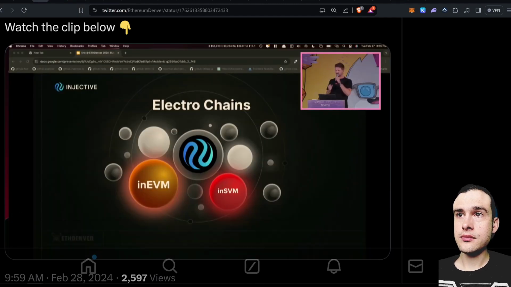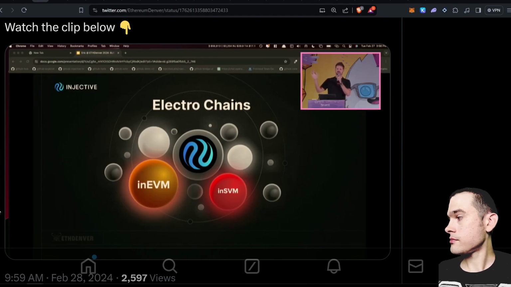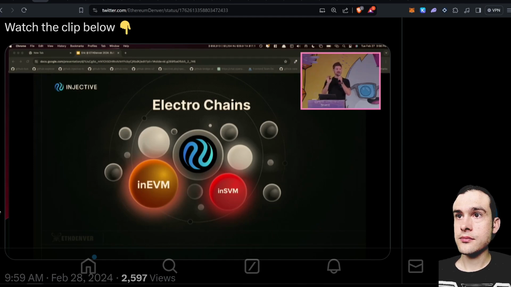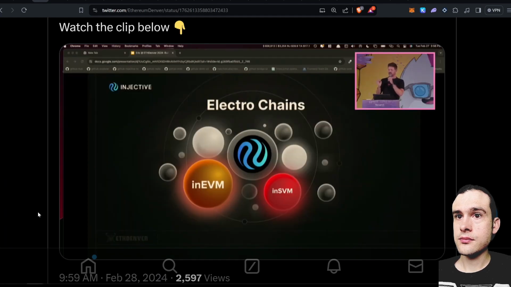I'm here to talk about Injective's Electro Chains, which take a step further when it comes to interoperability and scalability than just creating different bridging solutions. Injective's Electro Chains foster flexibility, empowering developers to deploy dapps across various blockchain ecosystems seamlessly. The first of these Electro Chains are inEVM and inSVM, which are just different rollup environments for Ethereum and Solana, respectively. These VM environments accommodate different virtual machines, each tailored to execute smart contracts written in different programming languages or adhering to different execution models.